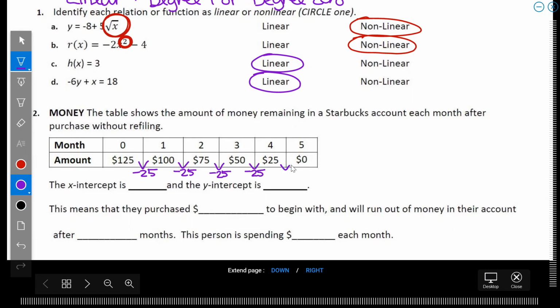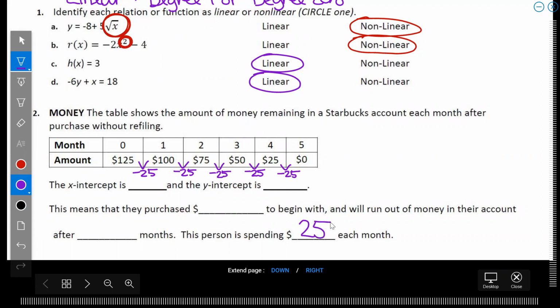What does that mean then? What is this person doing? Same order or the same amount. So which question can I answer with this information? I can answer X and Y intercept with just what I've done right there. It is linear. This person is spending $25 each month.